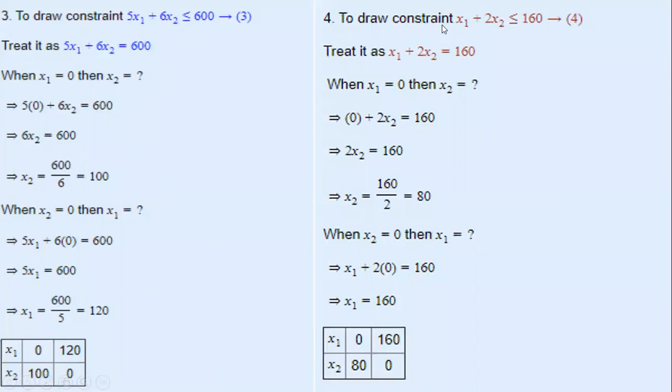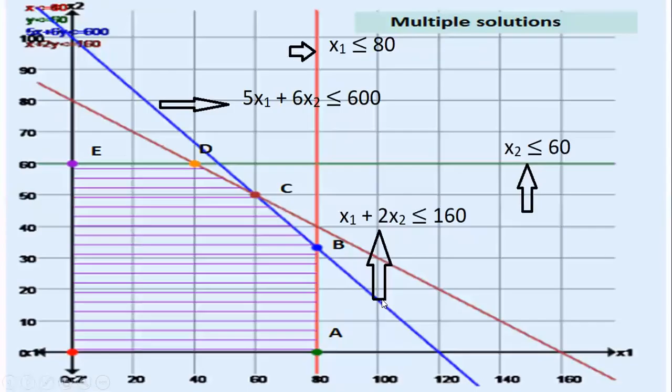The next constraint is x1 plus 2x2 lesser than or equal to 160. Here also put x1 equal to 0 and find the value of x2, and put x2 equal to 0 and find the value of x1. Now the coordinates are 0, 80 and 160, 0.